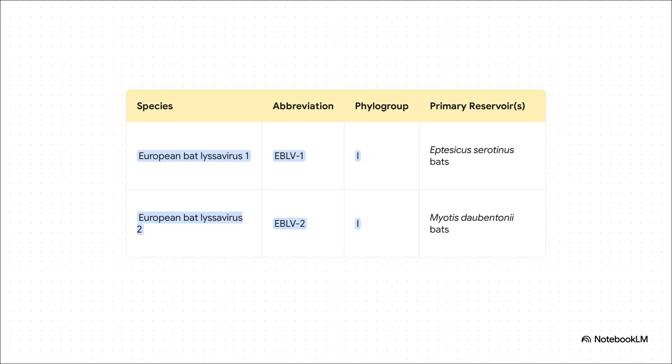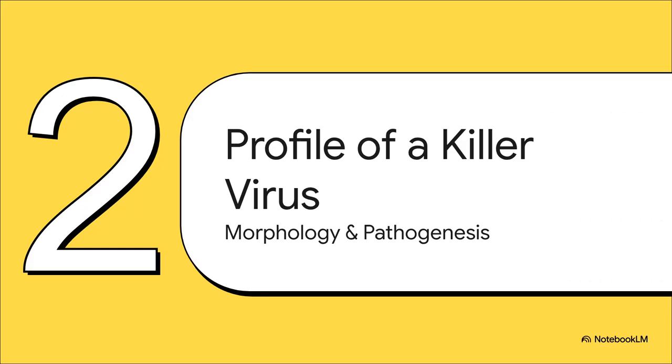Now, the really critical takeaway for both clinicians and for you in the lab is that they are both phylogroup I viruses. And why does that matter so much? It means our current vaccines, which are based on the classical virus, still work. They give us solid cross protection, and that is a huge relief. All right, we've identified our main suspects. Now let's put the virus itself under the microscope and really understand its structure and its devastating method of attack.